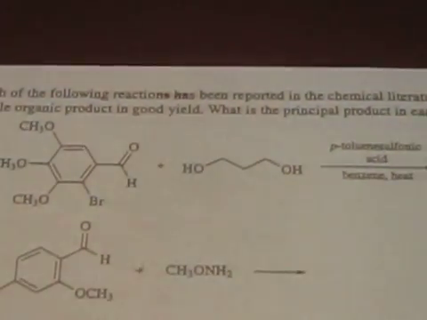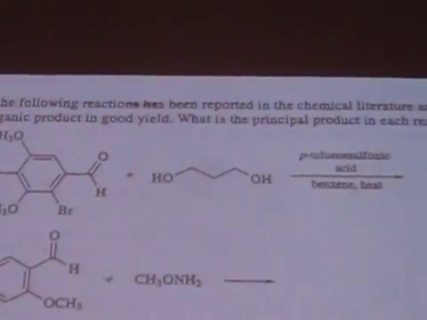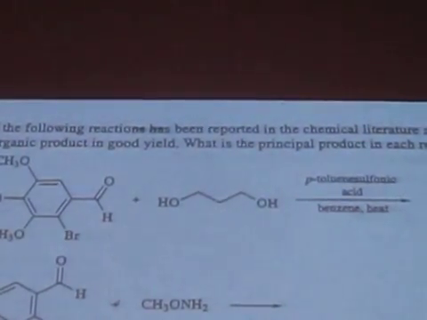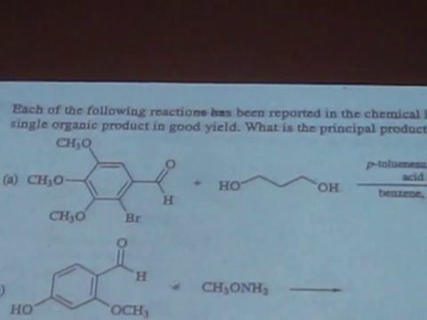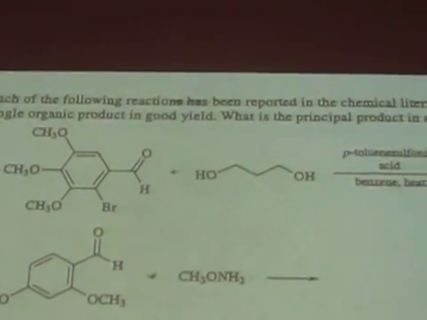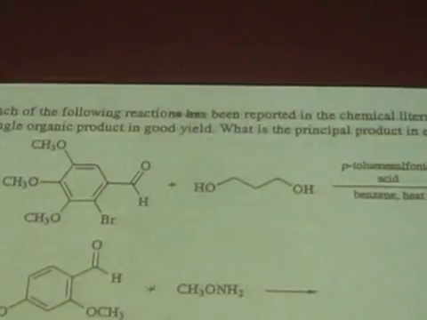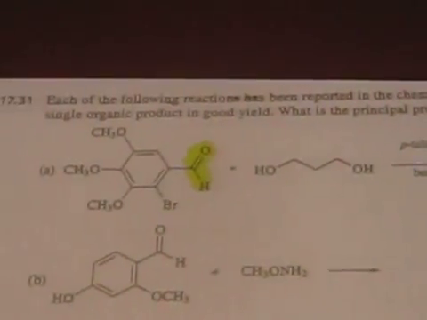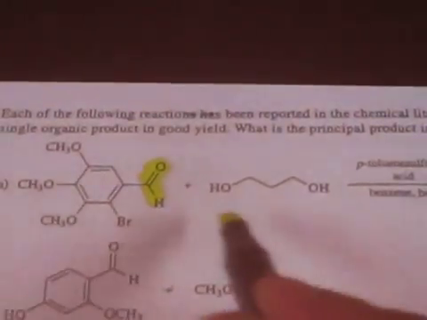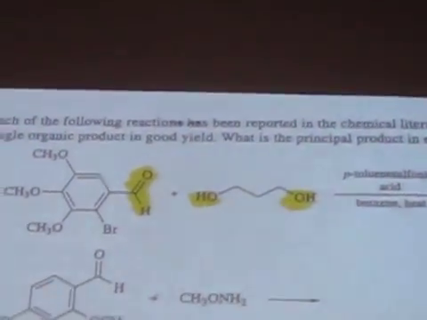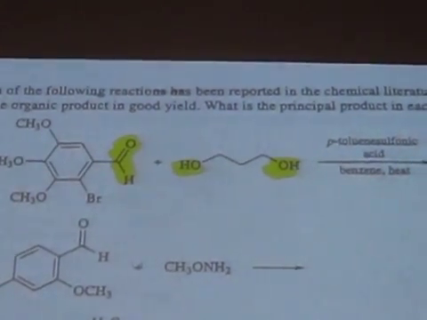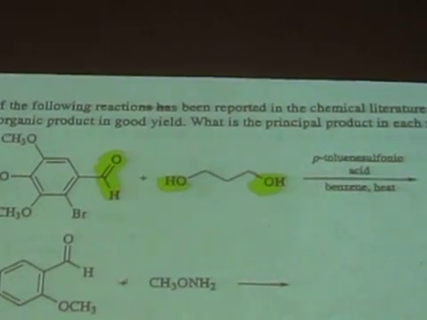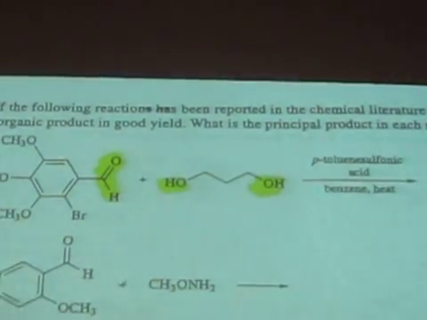1731. These are from chapter 17. The way to look at this problem is to ask which one is the reactive functional group. When we look at this, we can see that you have an aldehyde group here, and you have a glycol, the alcohol. So they are going to react and form initially a hemiacetal and then an acetal.